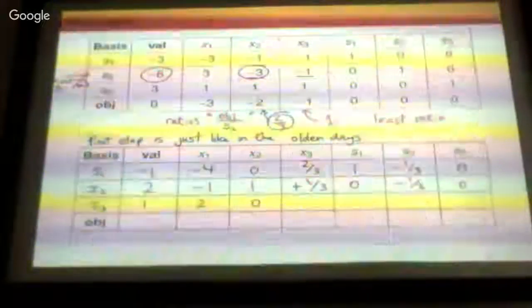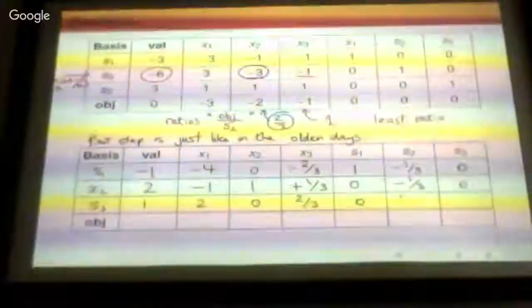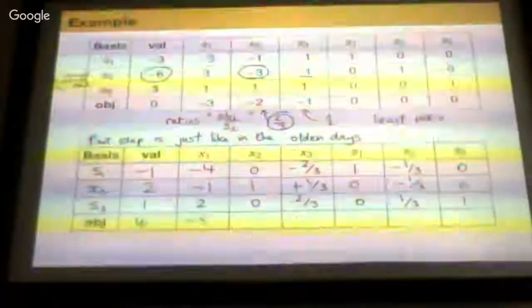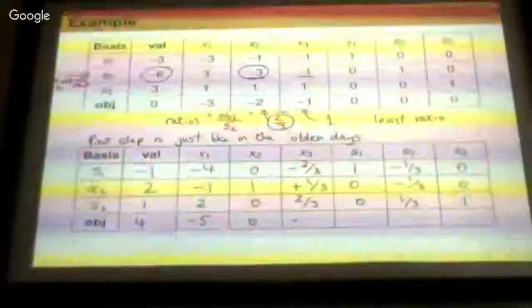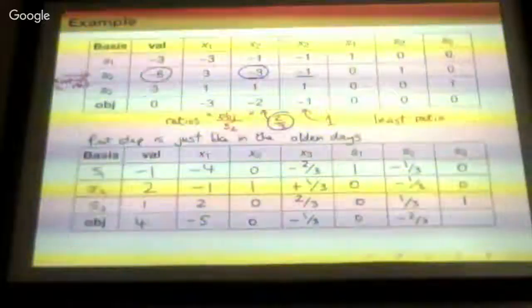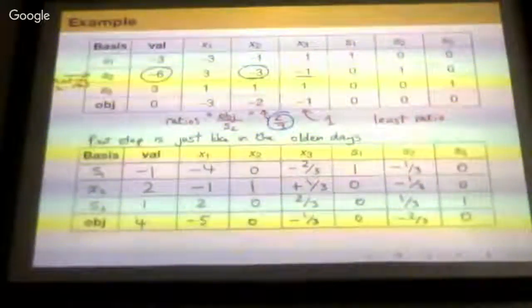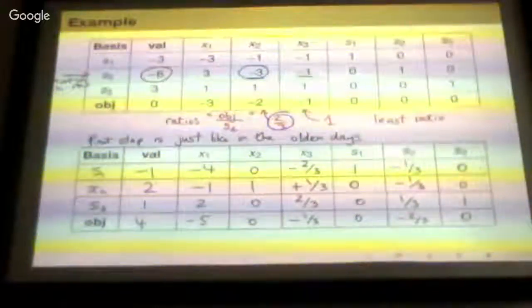1, 2, 0, 2/3, 0, 1/3, and this should be 4 minus 5, 0 minus 1/3, 0 minus 2/3, 0. And now that you're finished copying, I can tell you a trick: on your handout, turn over, you've got this tableau.